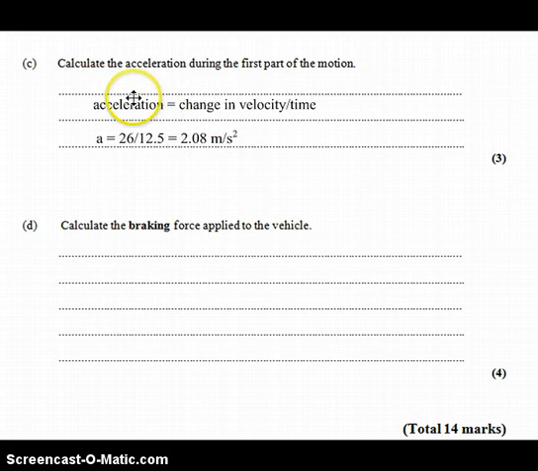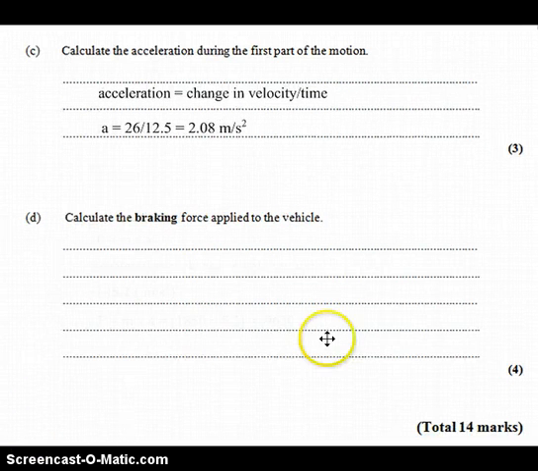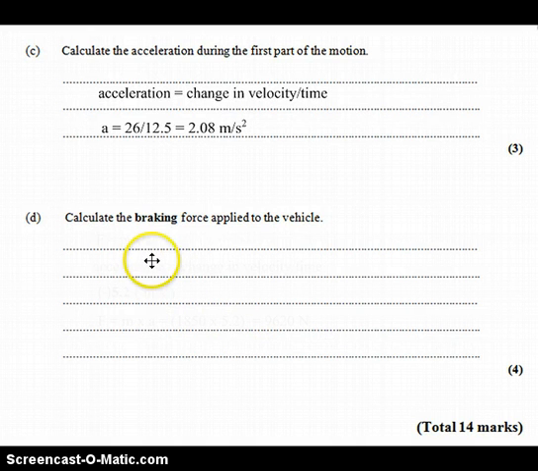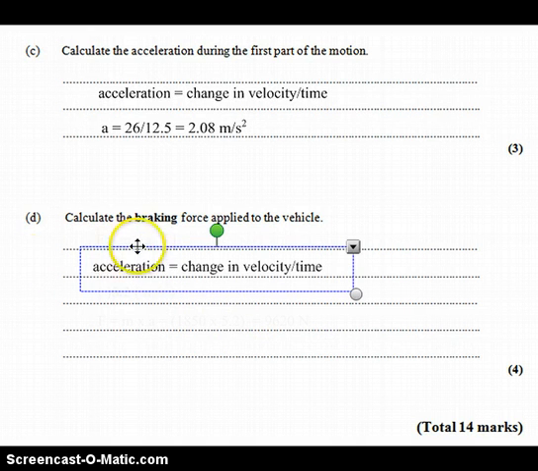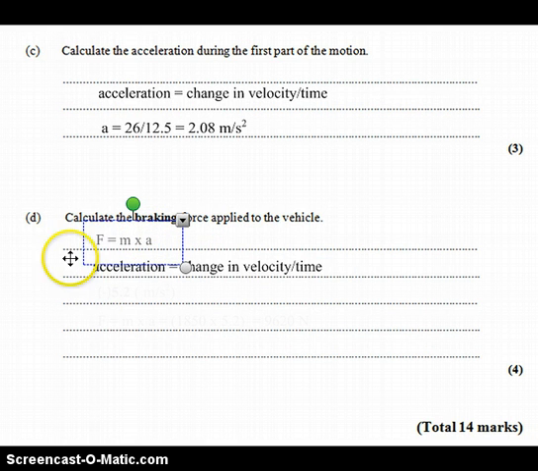So the marks are 1 for the equation, 2 for the calculation and answer, and 3 for using the correct unit. Part D is asking us to calculate the braking force applied to the vehicle. Well, we know that force equals mass times acceleration, but we don't have the acceleration, so we have to calculate the acceleration. And acceleration equals change in velocity divided by time.